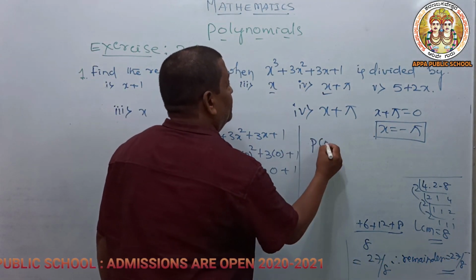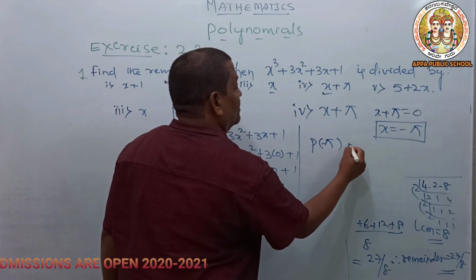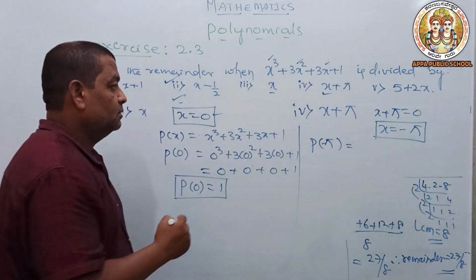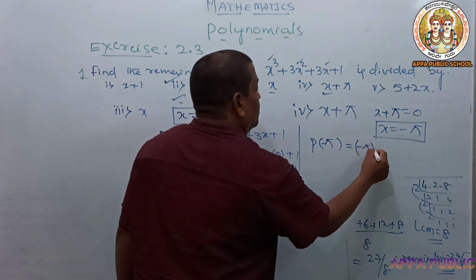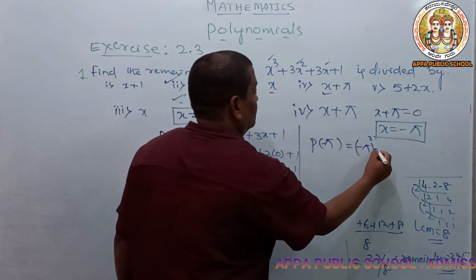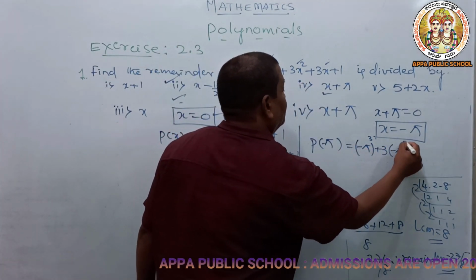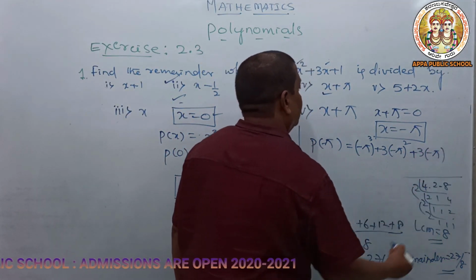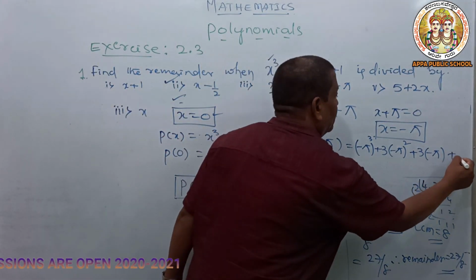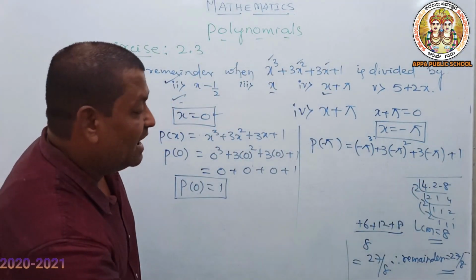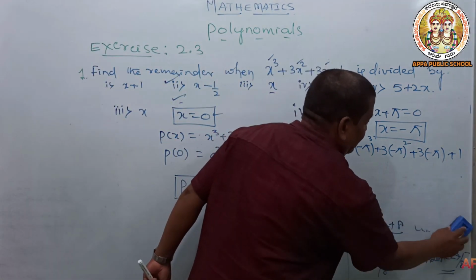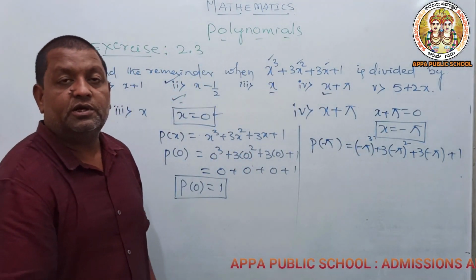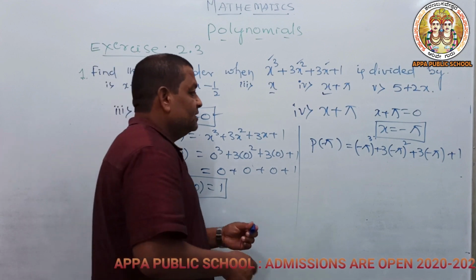Now p of minus pi is equal to, replace all x by minus pi. Minus pi whole cube plus 3 of minus pi whole square plus 3 of minus pi plus 1. So what I did here, I substituted the values of x. After substitution, what is next? Open the bracket.